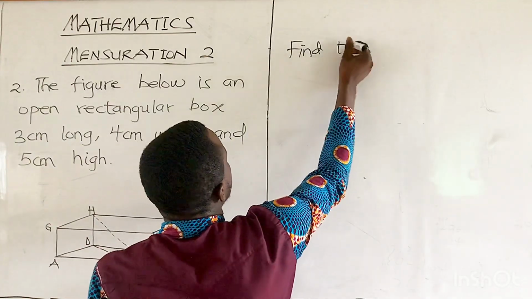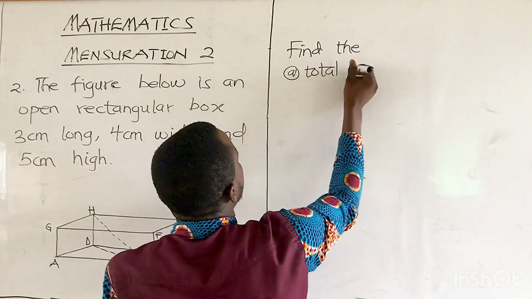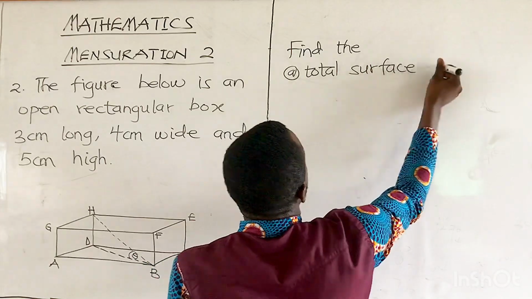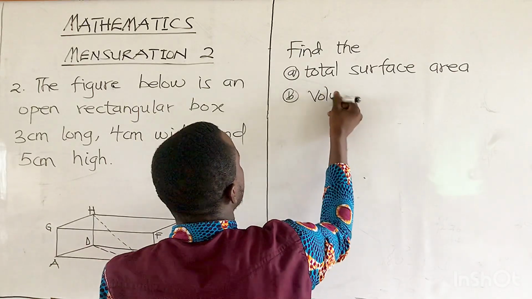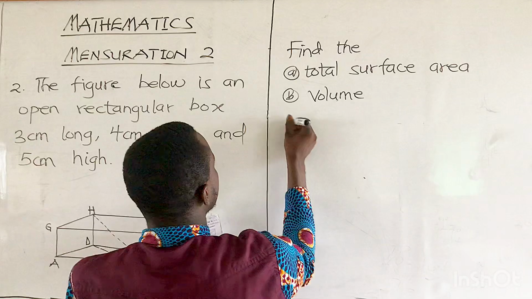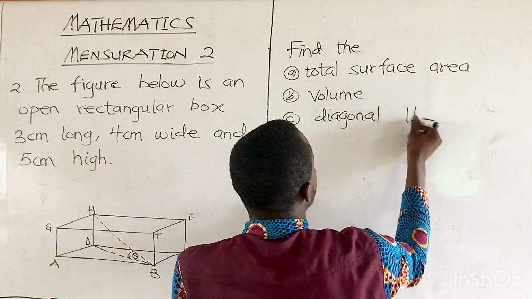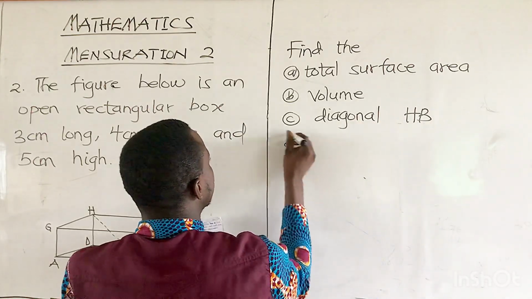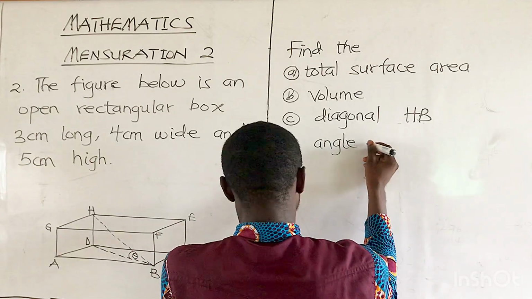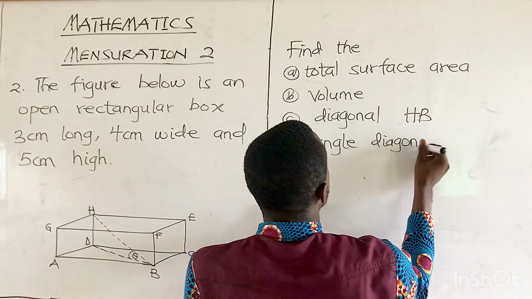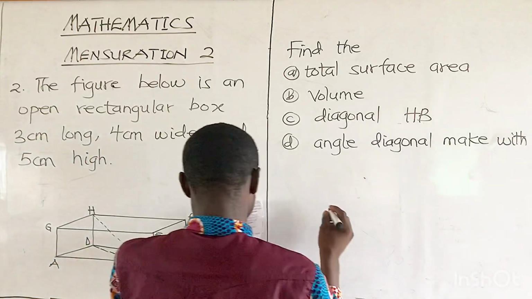Find the A, total surface area, B, volume, C, diagonal HB, D, angle, diagonal mix with the base.